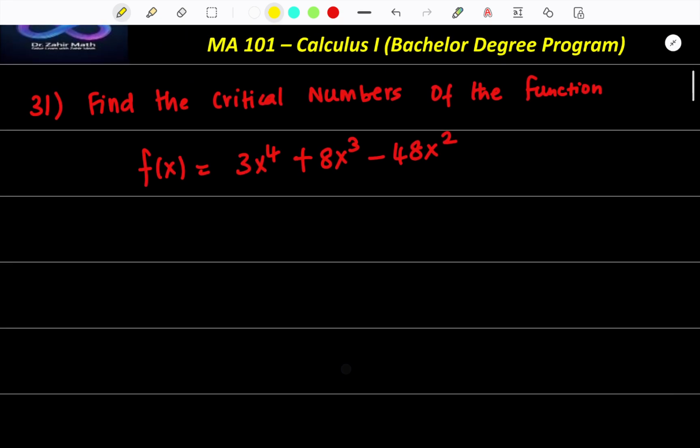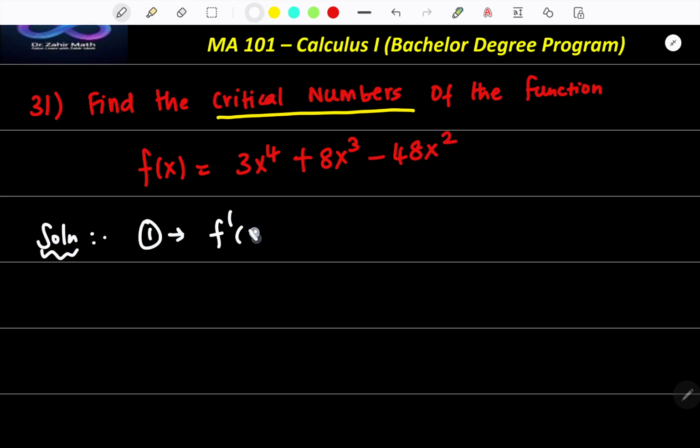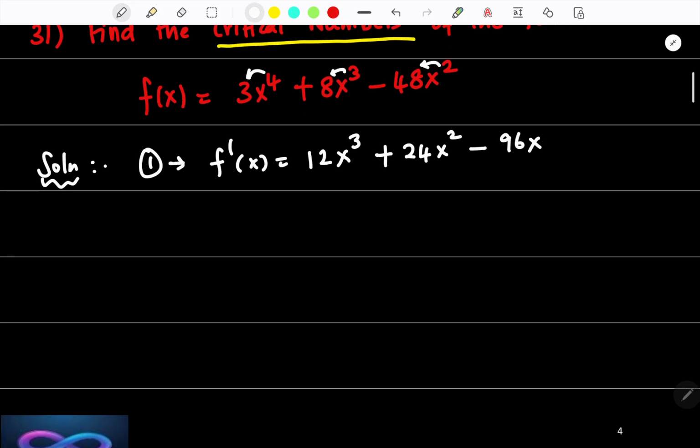Find the critical numbers of the function f of x equals 3x power 4 plus 8x cube minus 48x square. What is step number 1? Find f dash of x, that is the derivative of f of x. 3x power 4 gives 12x power 3, plus 8 into 3 is 24x square, minus 48 into 2 is 96x. You know derivative, right?